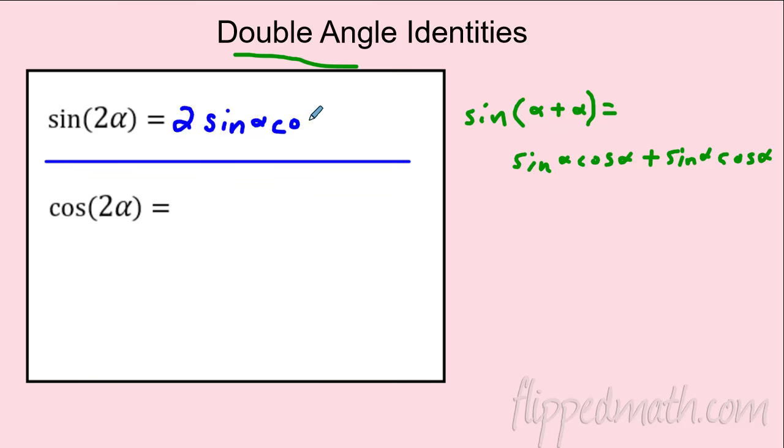Cosine alpha. So that is the formula. Write that down. That's the one you need right there. There's the actual formula. So sometimes if you ever see this when we're taking the sine of 2 alpha, you just rewrite that right there. Excellent. Can we do the same thing for cosine?